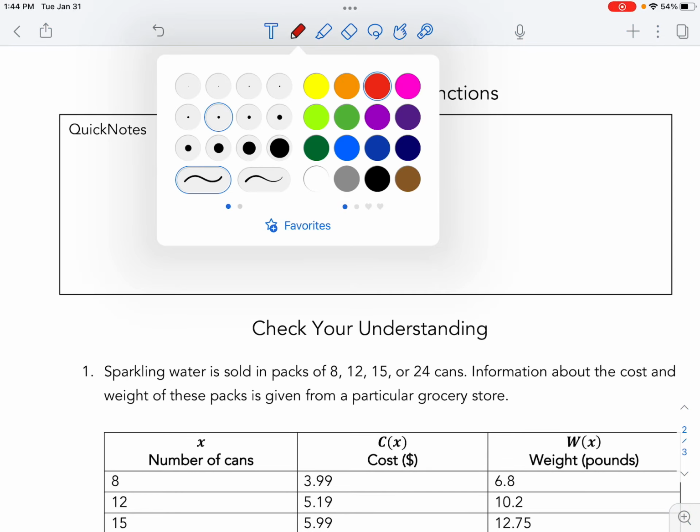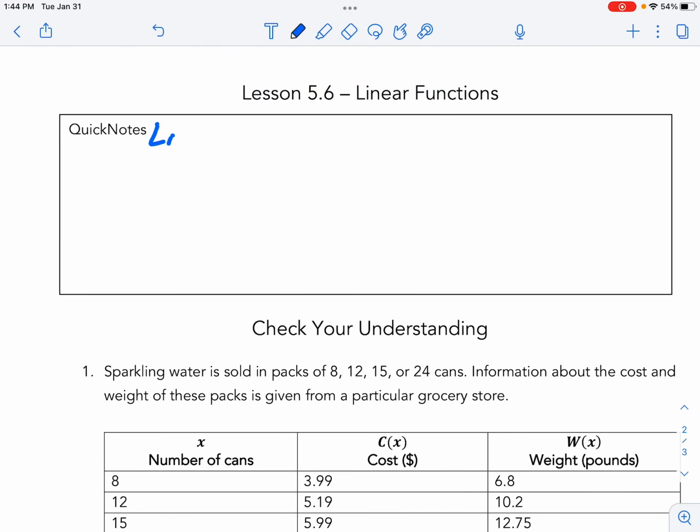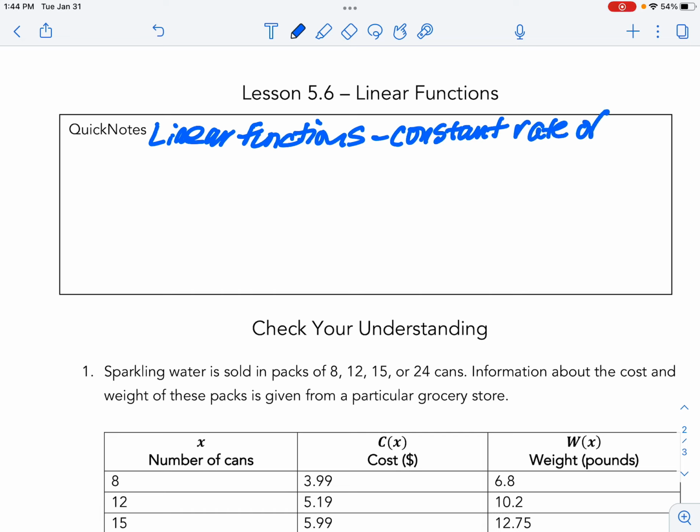All right, so let's go ahead and talk about linear functions here. There's a lot going on algebraically with this, and we should have some familiarity with linear functions based on what we learned in Algebra 1. One of the main things that came out of linear functions is that we should have a constant rate of change for any linear function.